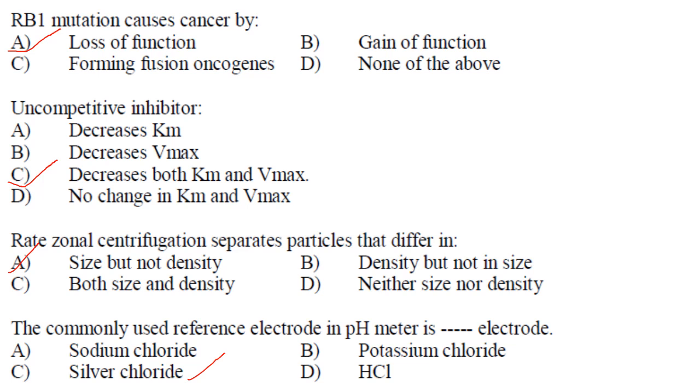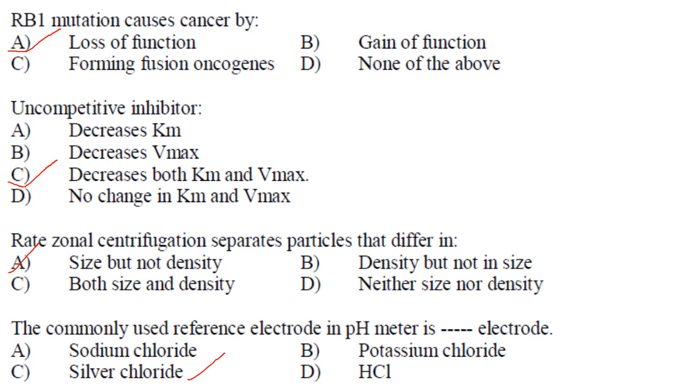Then uncompetitive inhibitor. Uncompetitive inhibitor decreases both Km and Vmax value. These are usual questions for most of the exams. Uncompetitive, competitive, non-competitive inhibitor. What effect they have on the Km and Vmax value? It is better if you study all those things. They will be usually asked for most of the entrance examinations. Then rate zonal centrifugation separate particles that differ in. So that differ in size but not density.